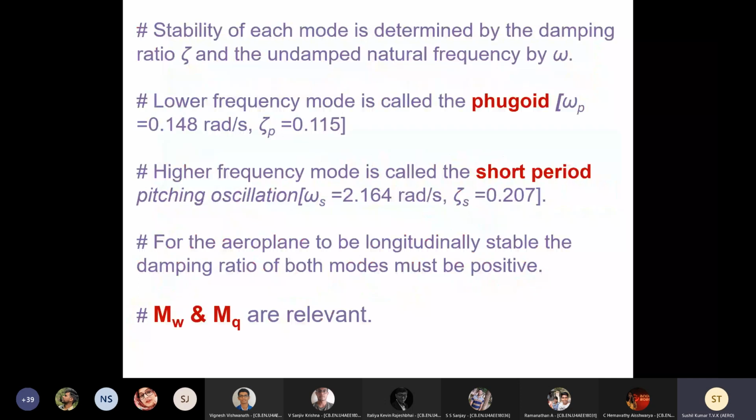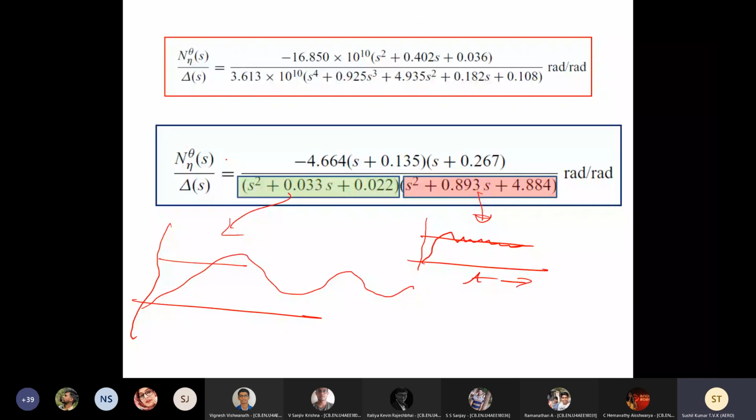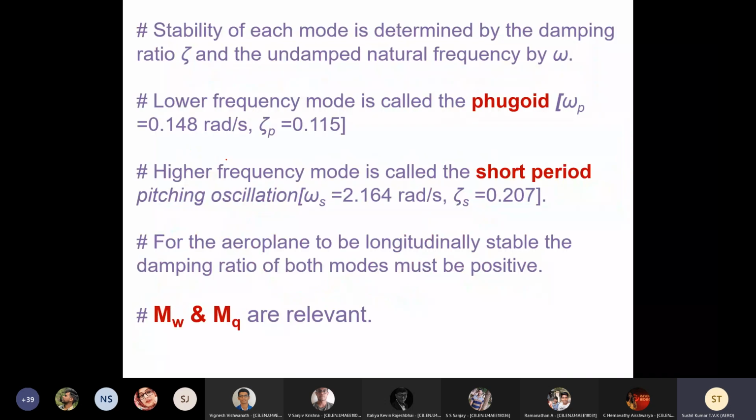Now, in control systems, all you saw was a second order system, but now you have a fourth order system, which is actually two second order systems. So they are called modes, stability modes. Probably in your vibration class also, you must be having some sort of these modes. Stability of each mode will depend on its damping ratio and its undamped natural frequency.